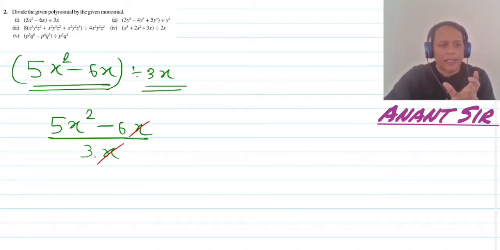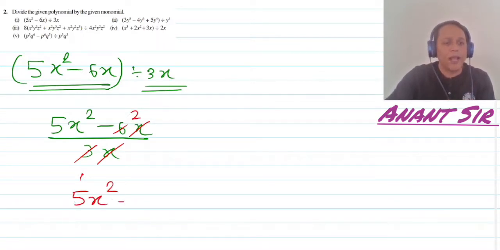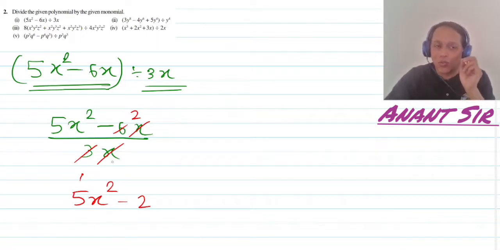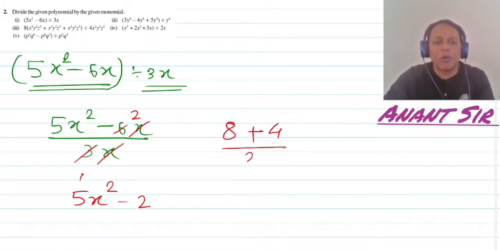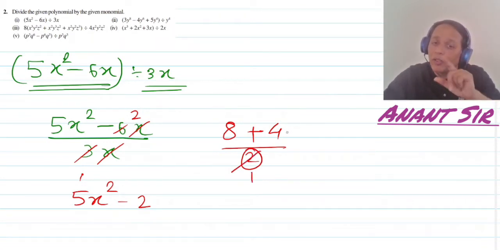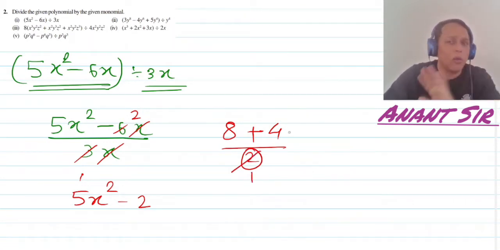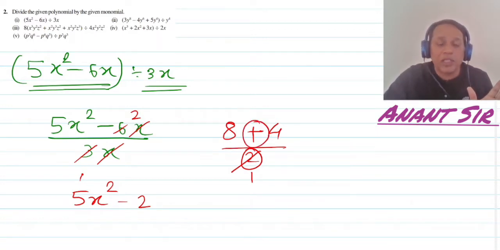Okay, x gets cancelled, 3 1s are 3, 3 2s are 6, so I get the answer as 5x square minus 2. Many students make this mistake. Okay, so we have to remember, if for example, I am telling you a different question, if it is 8 plus 4 by 2, you cannot divide this 2 to 4 or 8. That means you cannot simplify this 2 with even 4 or 8. Any number, you cannot. Because there is plus in between them.